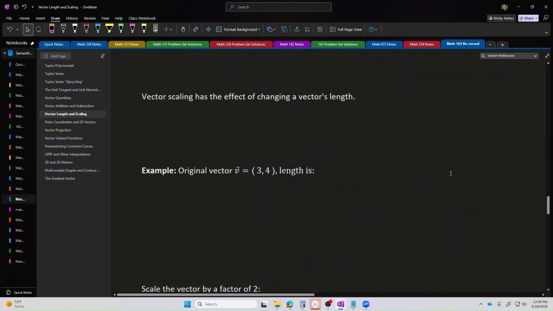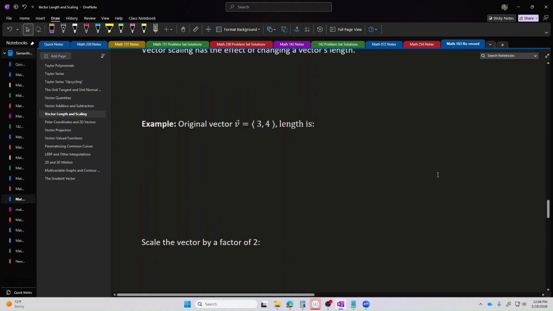Now let's talk about how vector scaling changes the length of a vector. For example, suppose that my original vector is 3, 4. The length of this original vector is, by the Pythagorean theorem, the square root of 3 squared plus 4 squared. You might recognize that as a pretty famous 3, 4, 5 triangle situation. Length is 5.